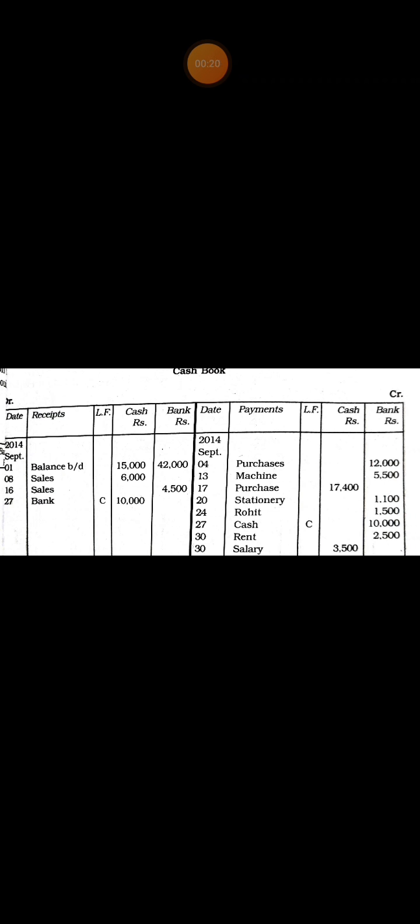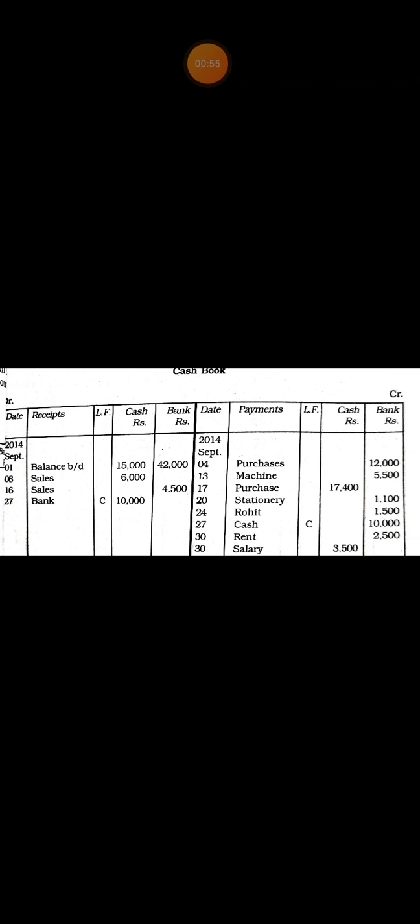cash, bank. September 1st, bank balance 42,000. Cash balance 15,000. Write it on the debit side of the cash book or receipt side of the cash book. Cash balance in cash column and bank balance in bank column. Here cash balance is 15,000. Write it on the cash column. And bank balance is 42,000, which is written on the bank column of the cash book.